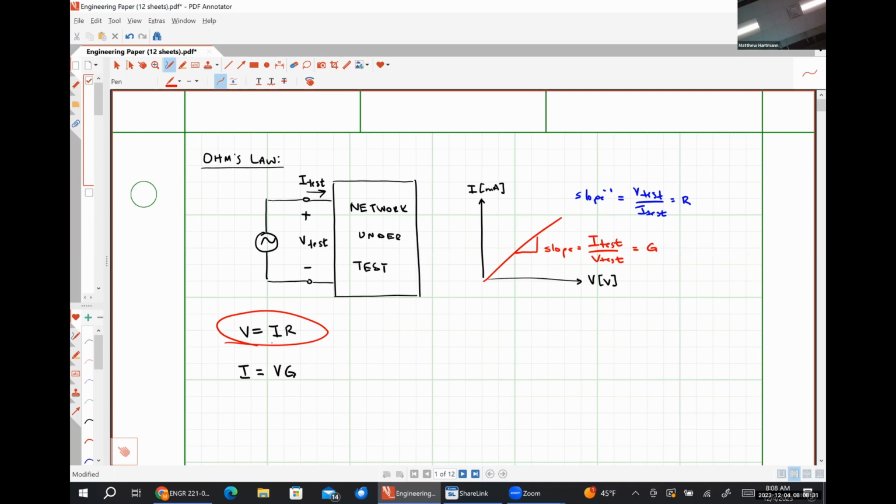Ashton, you worked professionally as an electrical engineer for about 5 years. How often did you deal with conductances? Pretty much never. And that's pretty much the case as well. Most of the time, we're just going to deal with resistance, okay?